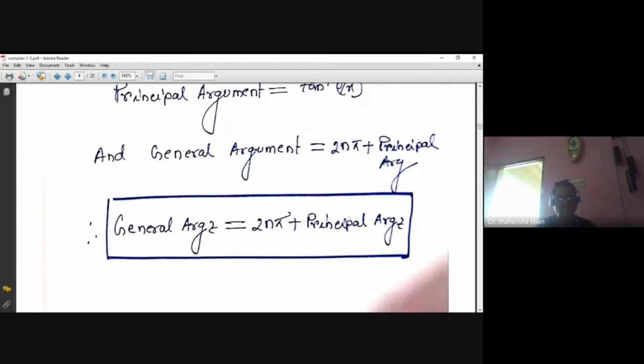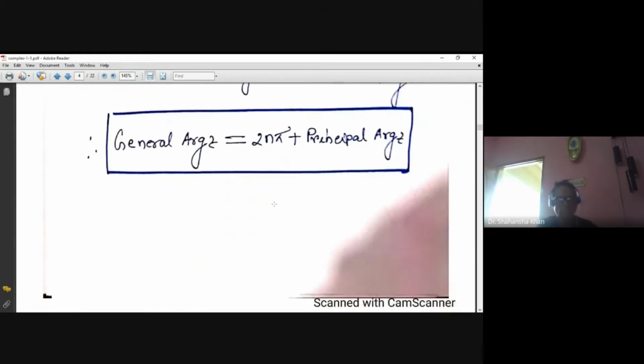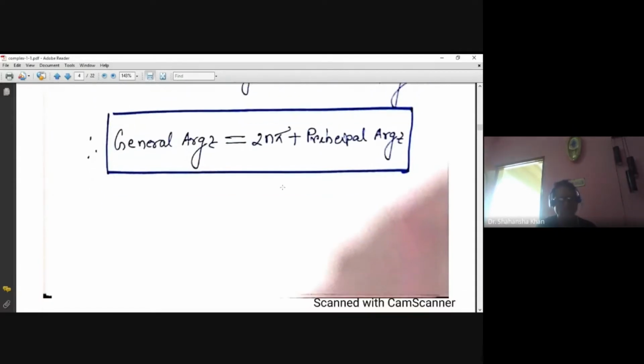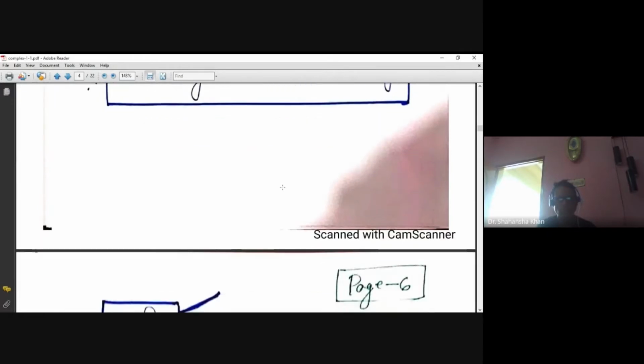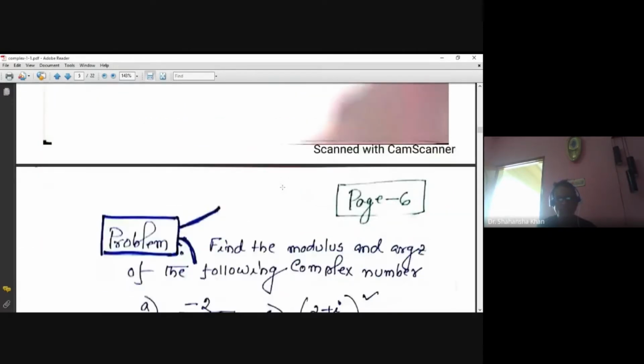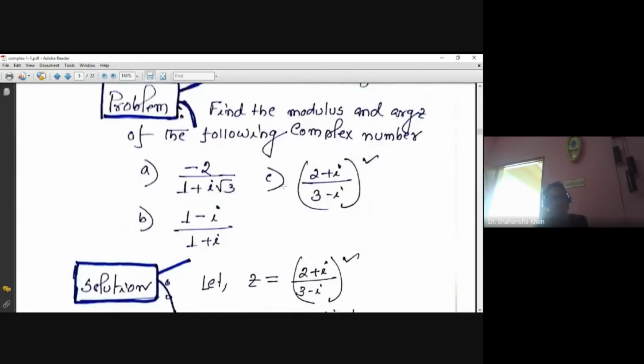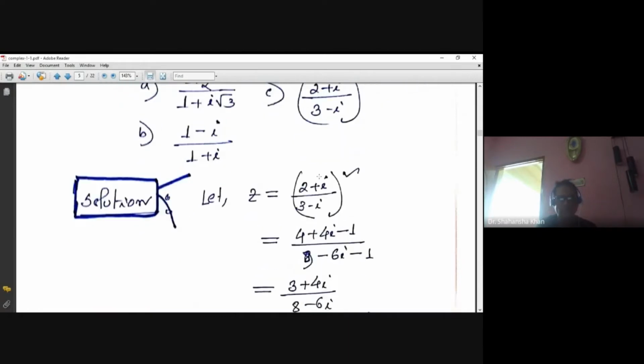I can discuss it on the whiteboard in a few minutes. So the general argument equals 2n pi plus principal argument. Right? Now let us go to the example. Find the modulus and argument of the function here.